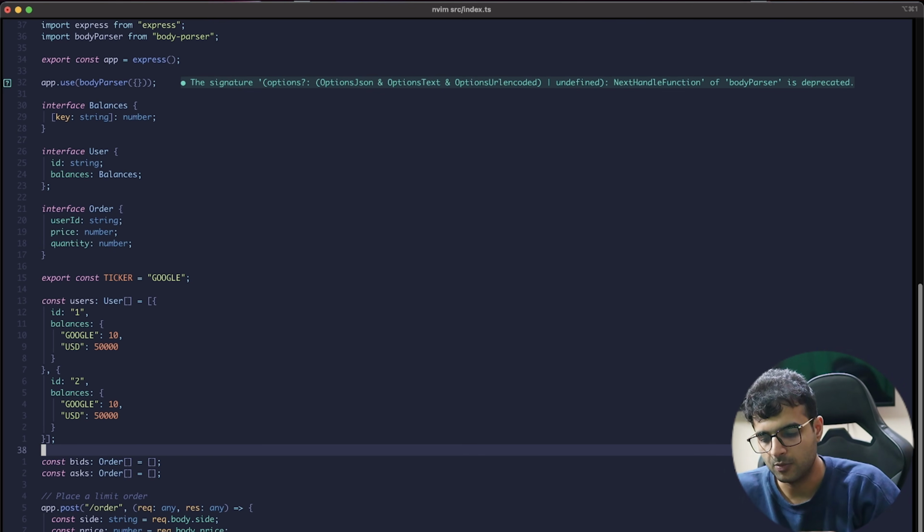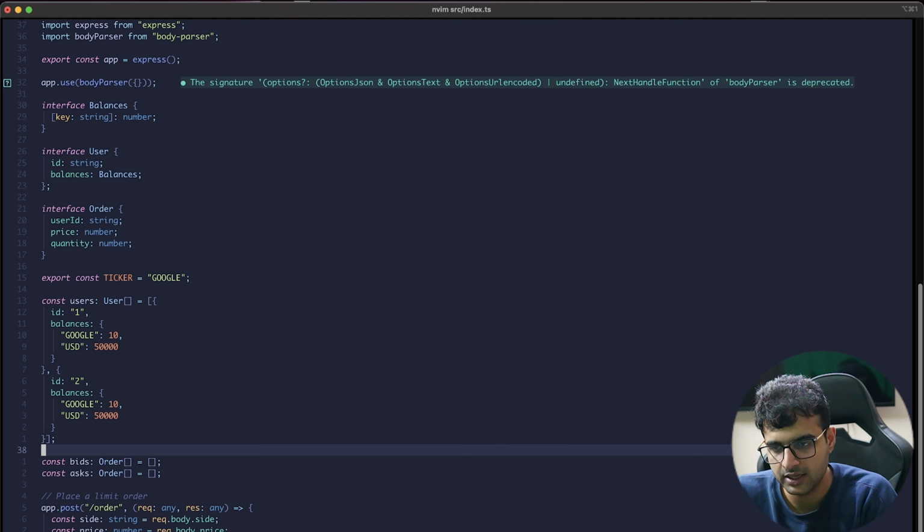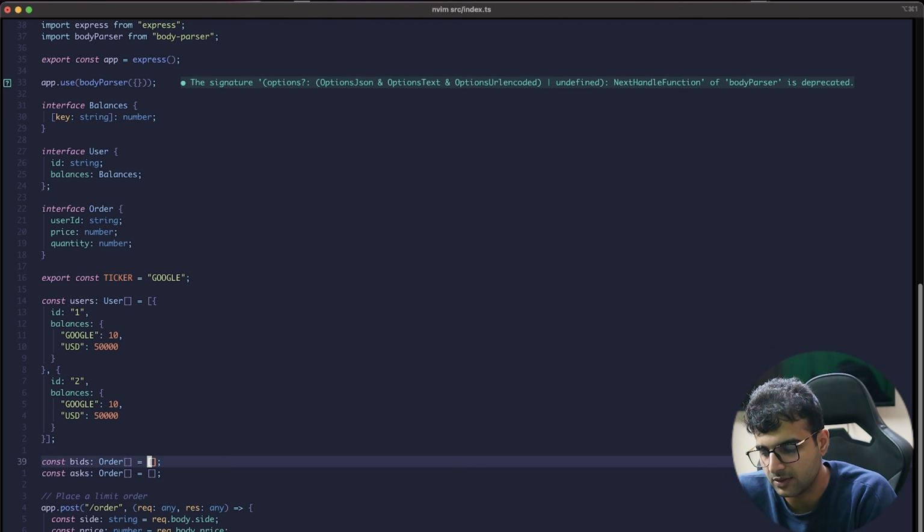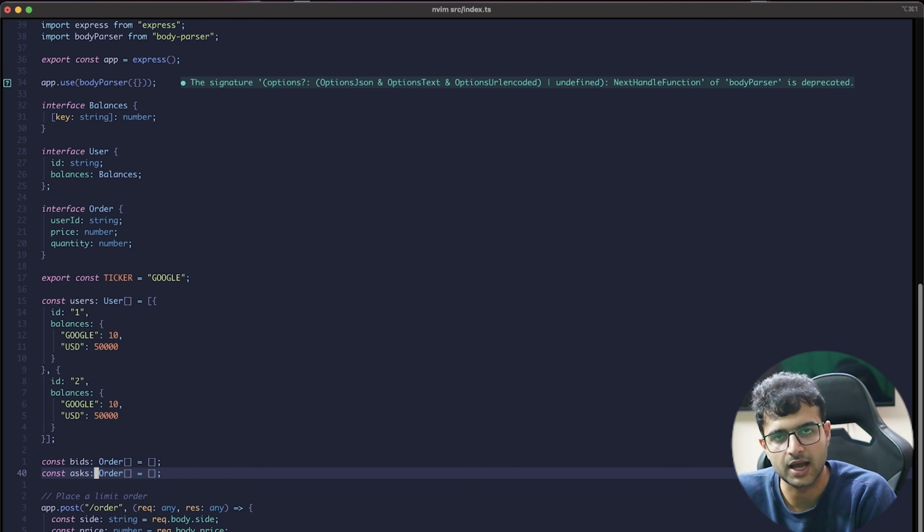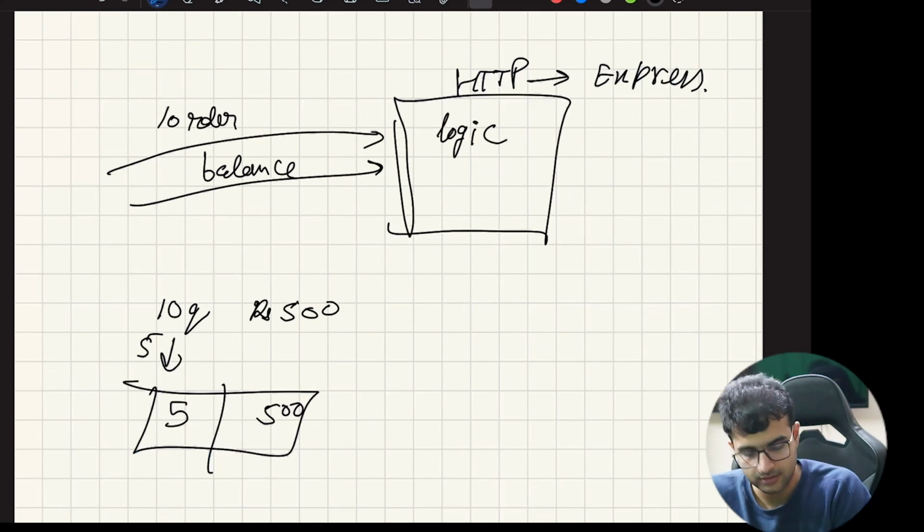But as I said, a lot of exchanges that need to support low latency store order books in memory, which means they're literally just variables, and that's exactly what this has. There are bids, which is an array of orders. There are asks, which is an array of orders.